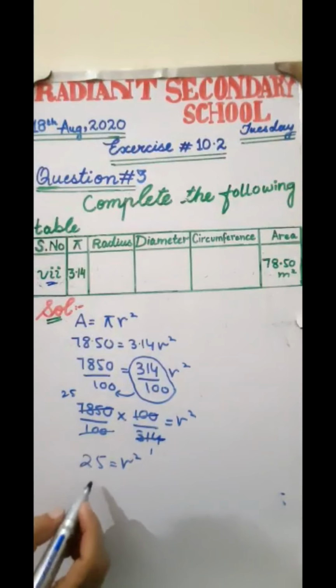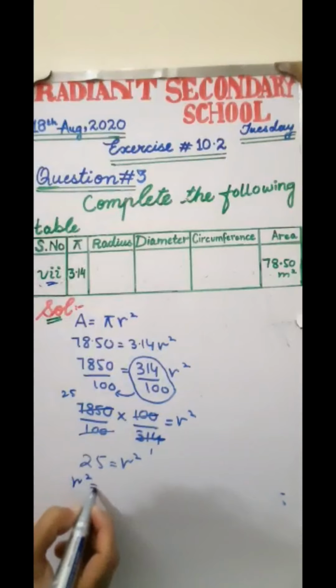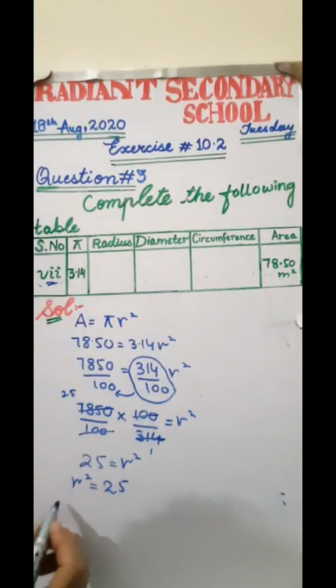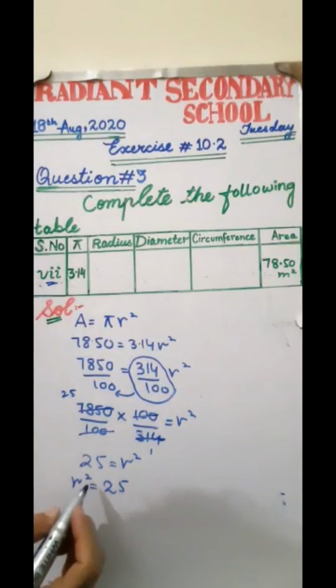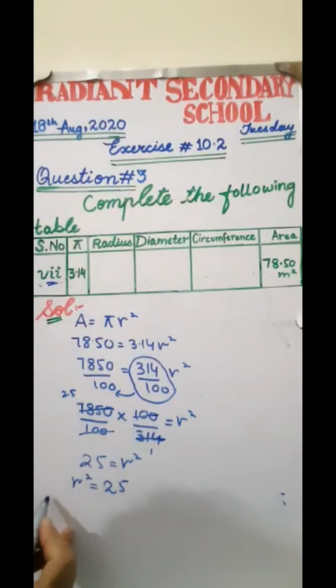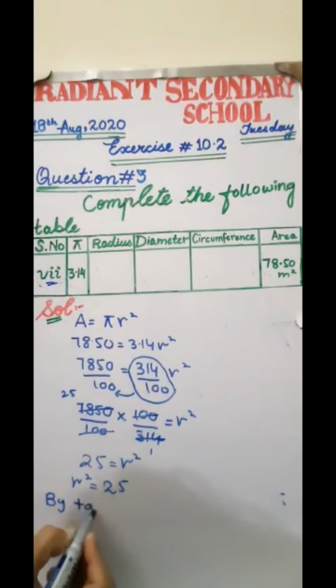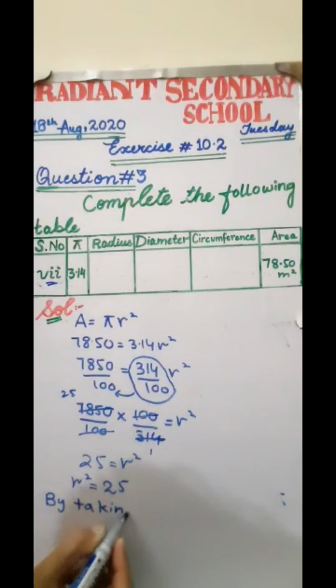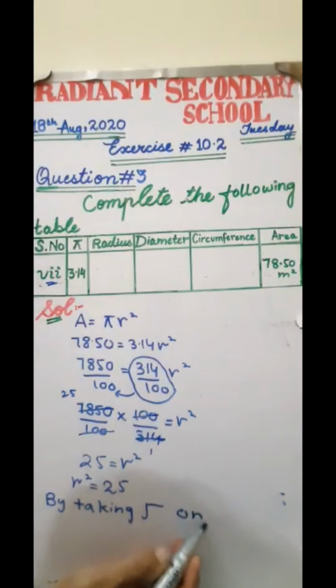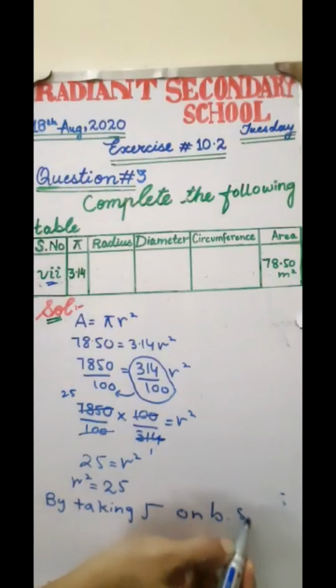So you can write r square is equals to 25, taking under root on both sides, because under root can cut this power 2. Okay, so you have to write by taking under root on both sides.